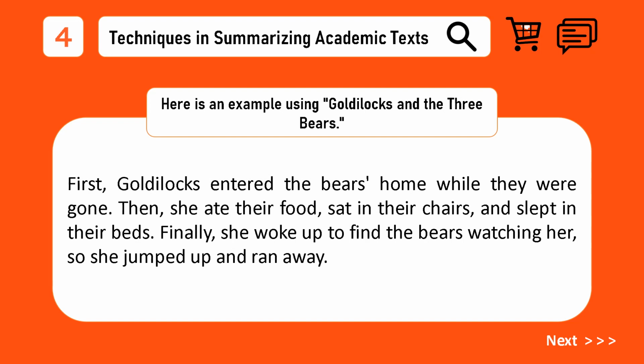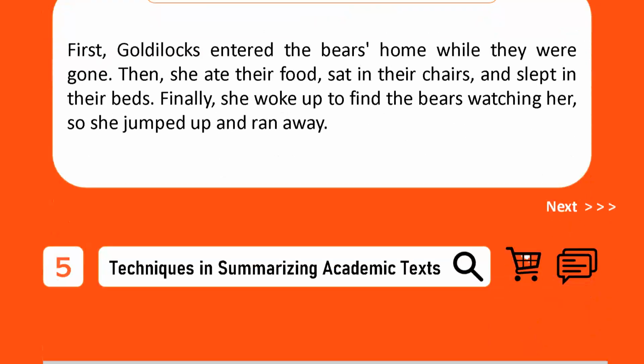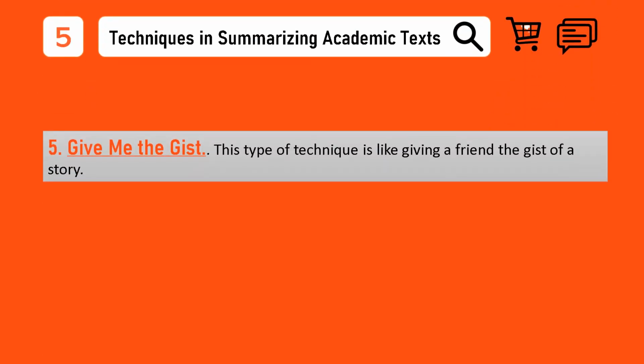Now let's go to the fifth technique. The last technique is give me the gist. This type of technique is like giving a friend the gist of a story. In other words, they want a summary, not a retelling of every detail. By just providing the gist, your audience will be able to have an understanding of the text you are telling them without you spoiling the whole story.